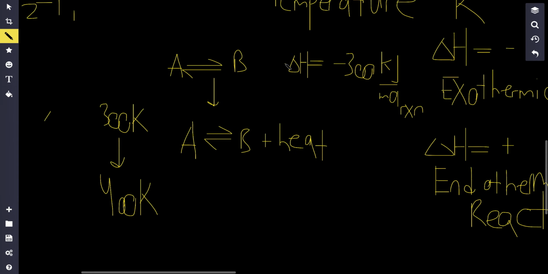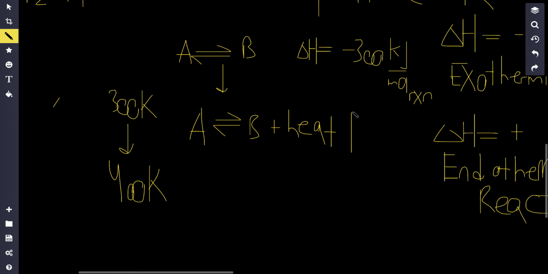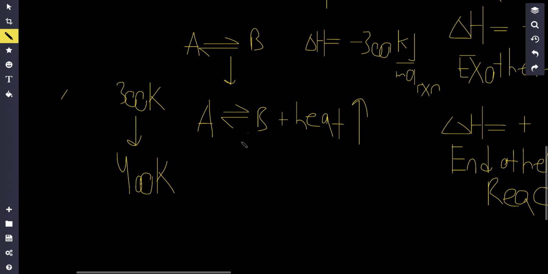Now, if we take a look at the delta H sign, notice how it's negative, meaning that we're releasing heat. So heat can be treated as a product of this reaction. If we're increasing the temperature, we're increasing the amount of heat. And if we treat heat like a product, we're increasing the concentration of a product. That's going to shift my reaction to the left.